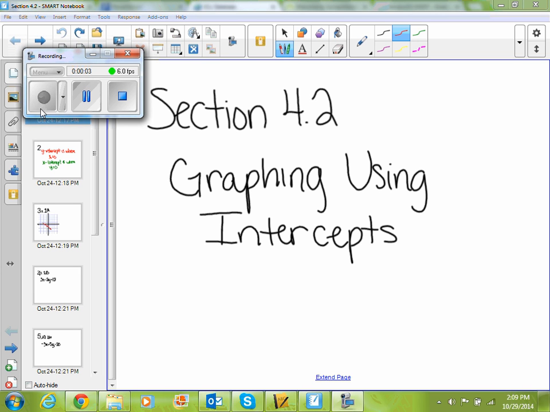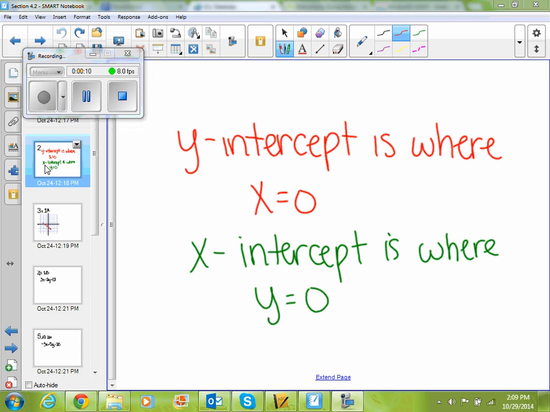Okay, so today we're going to look at section 4.2, which is graphing using your intercepts. We are going to be doing some graphing, not a lot of it, but a little bit. So we need to know things about our intercepts in order to do that.